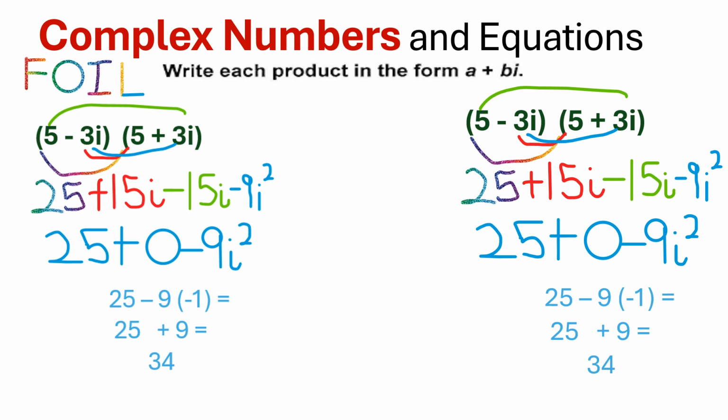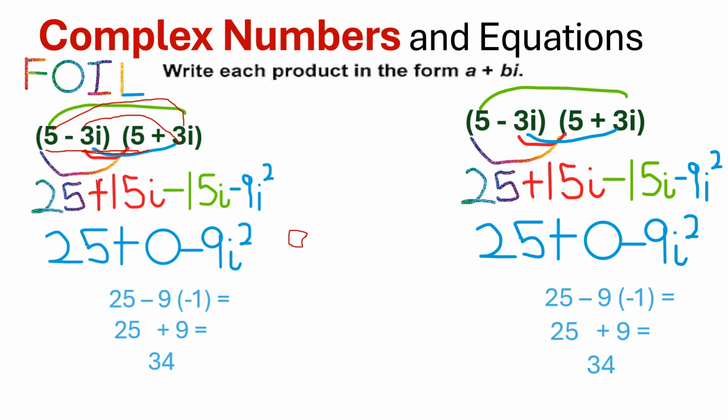Okay, so we are now going to do what? I put this on this side because people may be used to looking over here. They're really the same thing. 5 times 5 is 25. 5 times 3i is positive 15i. 3i times 5 is negative 15i. And then negative 3i times this is 9i.